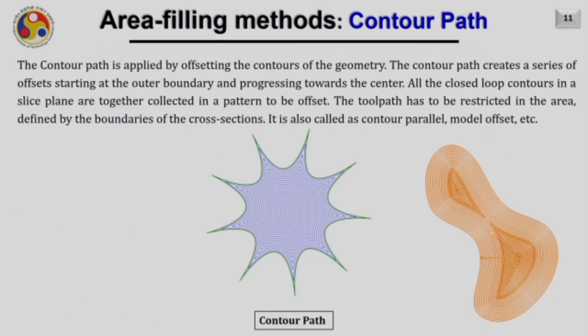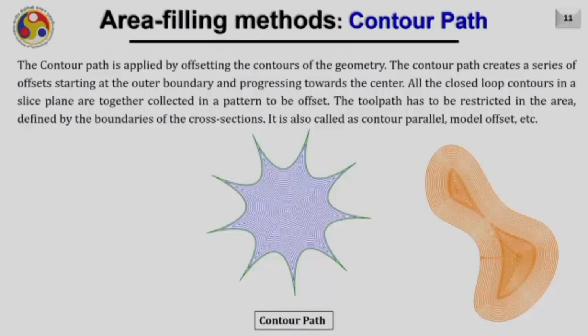The next commonly used tool path for additive manufacturing is the contour parallel tool path, or contour path. The contour path is applied by offsetting the contour of the geometry. These contours you have already obtained by slicing between the horizontal plane and the STL file. These contour paths create a series of offsets starting at the outer boundary and progressing towards the center, like you are seeing in this image.